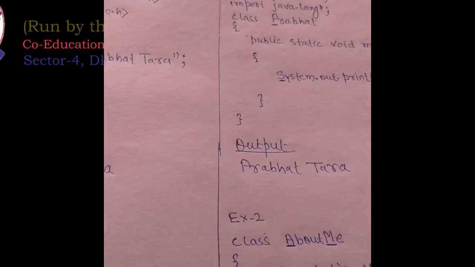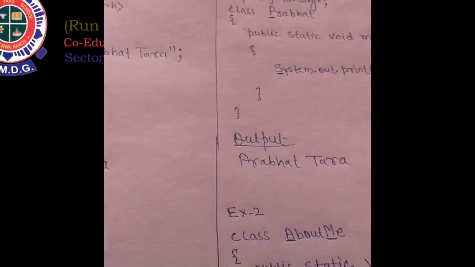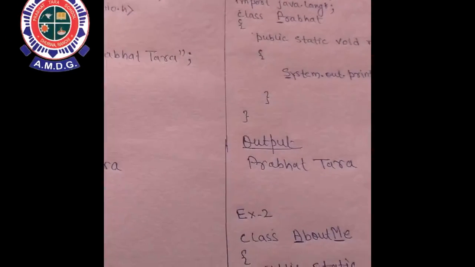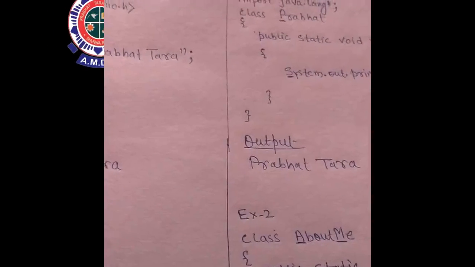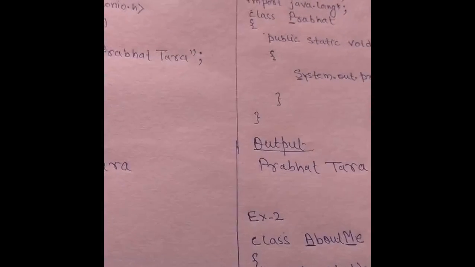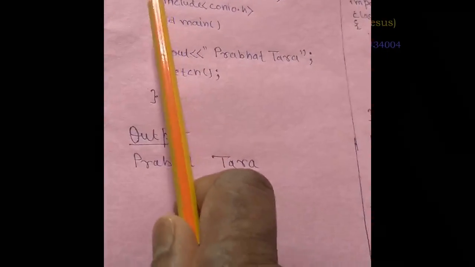Today we are going to do a first Java program. All the programming languages have the same concept, but there is a little bit of difference in their syntax. So we have already learned C++. In C++, what do we have to write here?